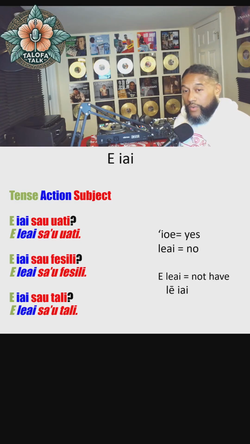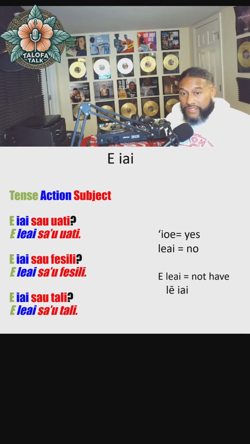Or you can start one of these sentences and reply to them and say leai. In this case, leai of course means no, but when we're using it in this sentence structure, it's a combination of le, which means not, and iai, have, so it condenses to leai. Leai sa'u, so it's sa'u because we're saying my. I don't have a watch. So they ask you, hey, do you have a watch? Leai sa'u wati. I don't have a watch.